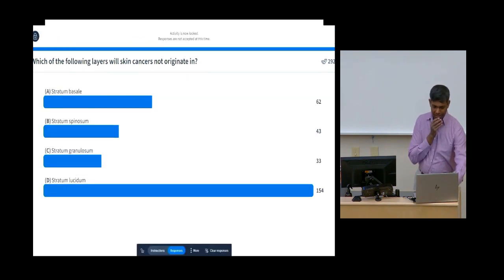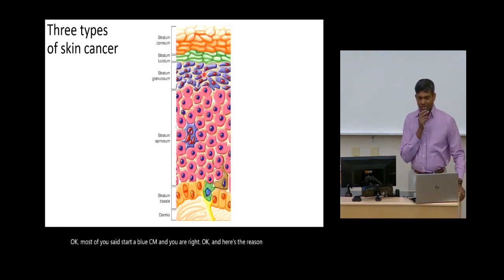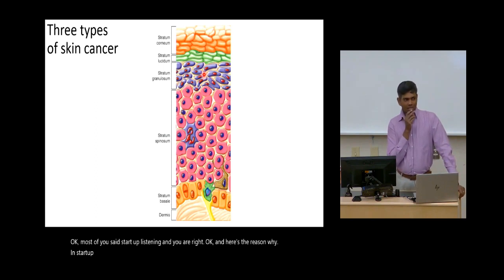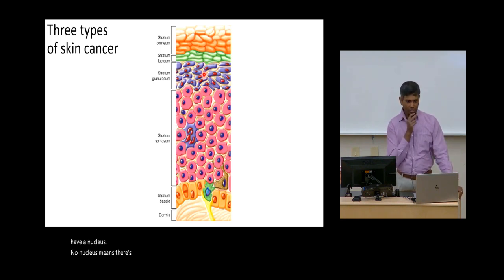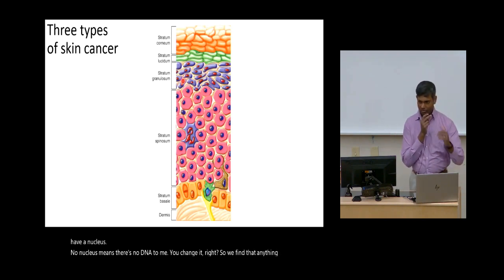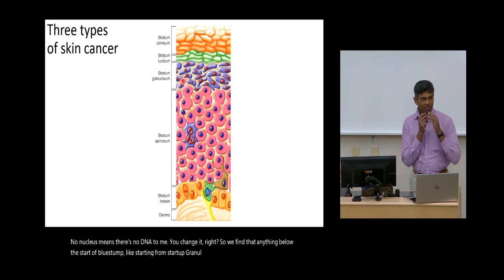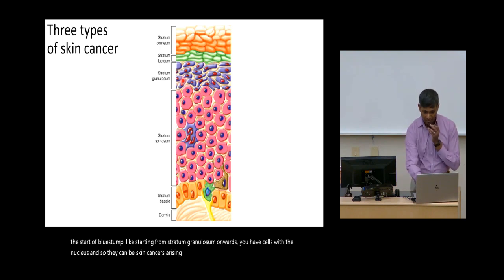Okay, most of you said stratum lucidum, and you are right. And here's the reason why. In stratum lucidum, the cells are dead, and the organelles have disintegrated, and you don't have a nucleus, and no nucleus means there's no DNA to be mutated, right? So anything below the stratum lucidum, starting from stratum granulosum onwards, you have cells with the nucleus, and so there can be skin cancers arising from these layers.